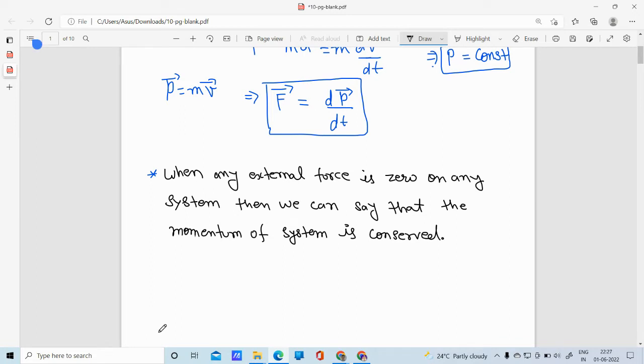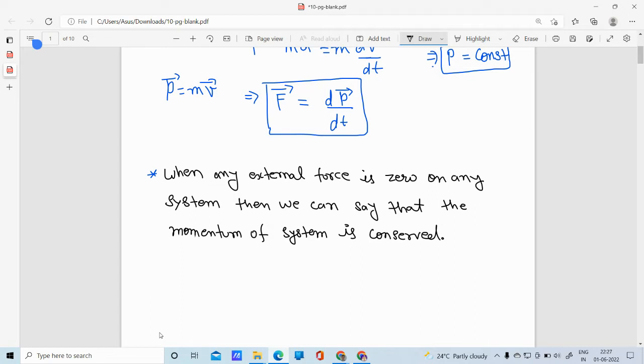So how do we identify that for a particular system the momentum is conserved? That means when on a particular system the value of external force is zero, then we can say that the momentum of the system is conserved.